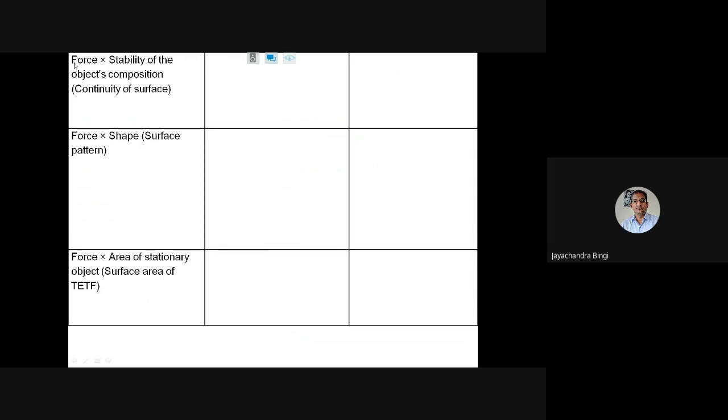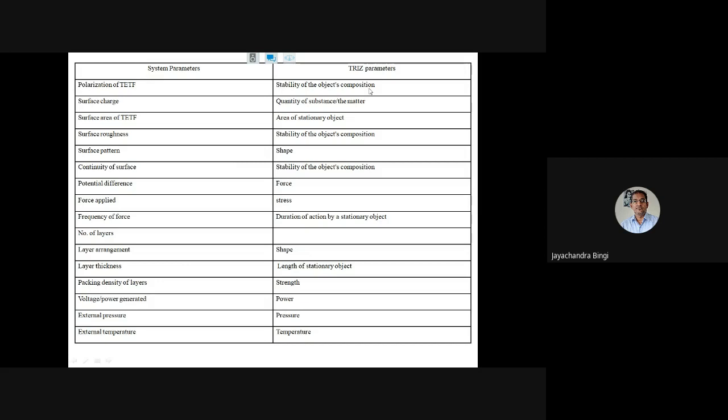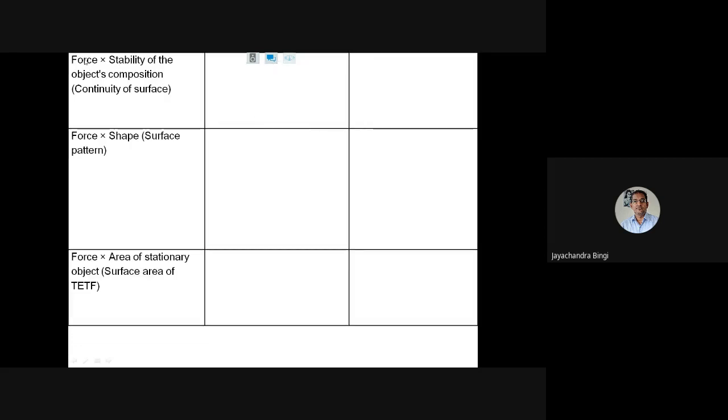Potential difference means we assigned it as force. So what is the first one? Stability of the object composition. This one is the worsening parameter. Force is the improving parameter, that is potential. Stability of the object composition is the worsening parameter. So this we have to work out. What is the force number and what is the stability of the object composition number?